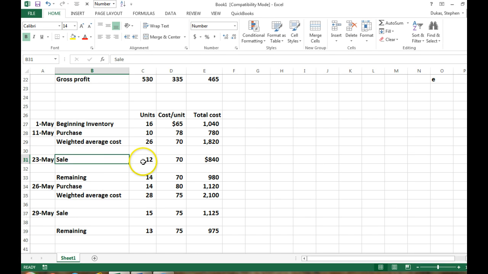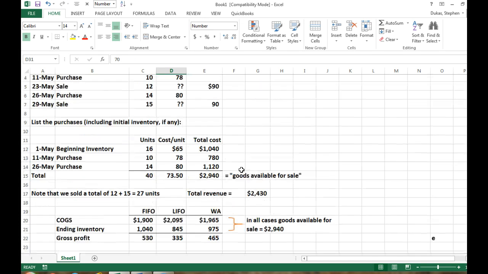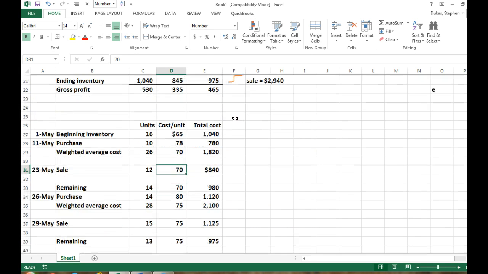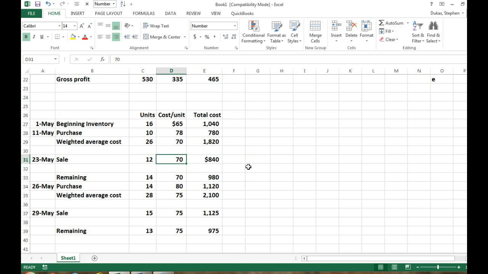When I sell the next 12 units, I use this cost as my cost of the units sold. So when I sell 12, I'm selling them at $70. Notice, that is not the $90 price. The cost is something I have to calculate. So 12 times 70 is $840. So my total cost of that sale is $840, meaning I have 14 units at $70 for a total of $980 left.